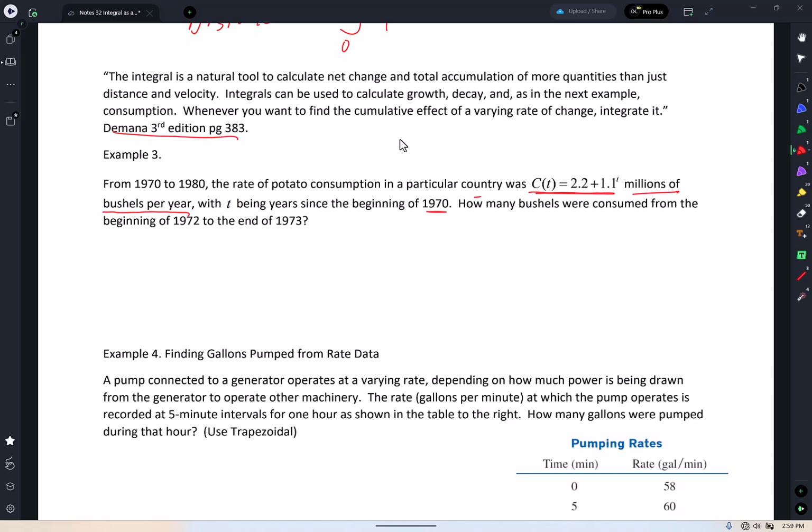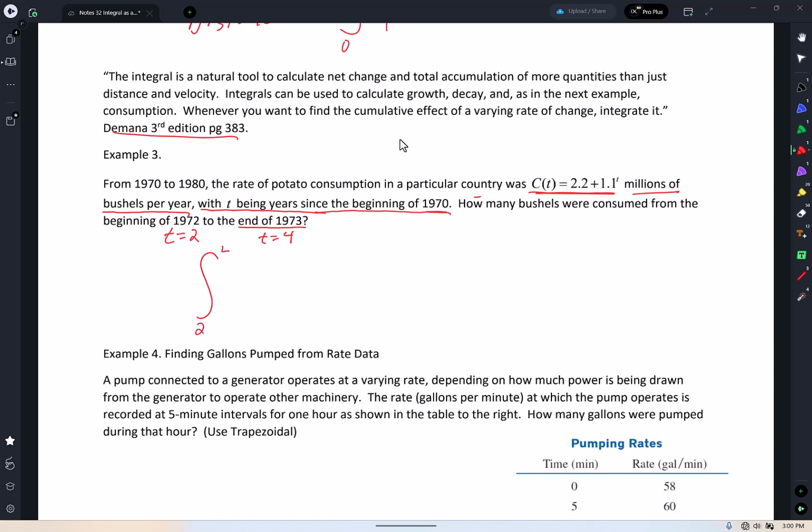Now, I'm going to integrate, and I'm going to start at 1972 and go to 1973. Guys, no, that's not how this works. Notice where they tell you, right here: with T being years since what? Since 1970. So the beginning of 1972 is T equals 2. Now be careful, read it very carefully. This says the end of 1973. So it's not T equals 3, it's T equals 4. That's like saying the beginning of 1974. Does that make sense?